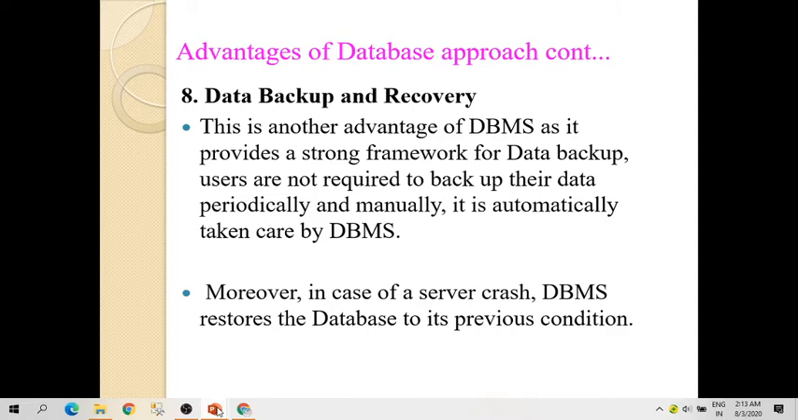Backup and recovery. The next advantage is backup and recovery. This is another advantage of DBMS, that it provides a strong framework for data backup. Users are not required to back up their data periodically and manually. It is automatically backed up by the DBMS. Moreover, in case of a server crash, the DBMS restores the data to its previous condition.